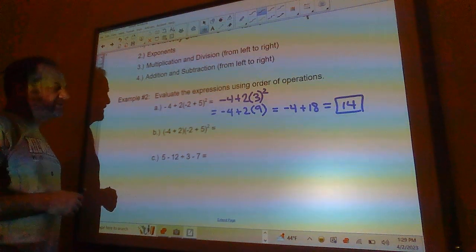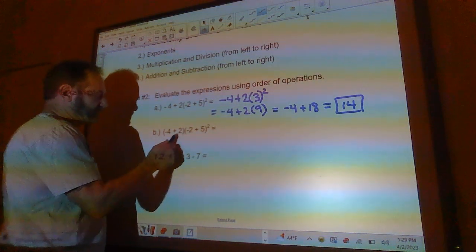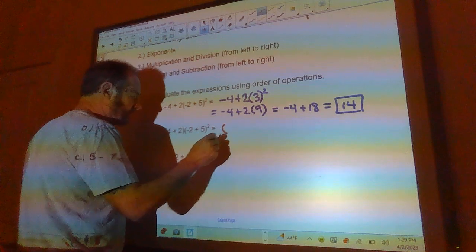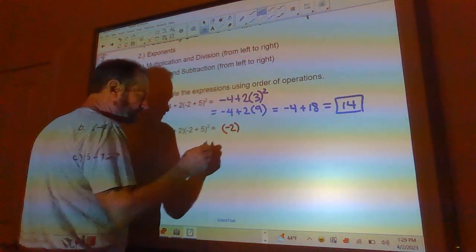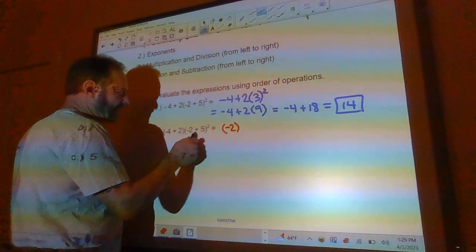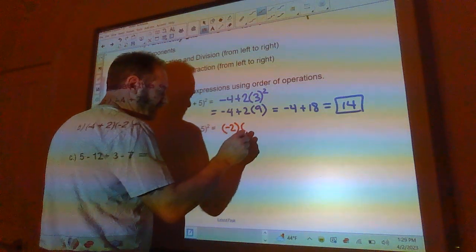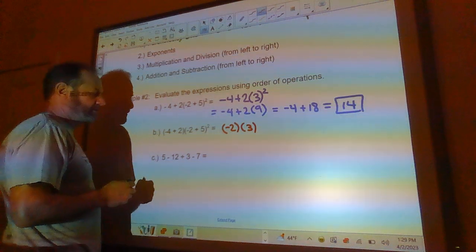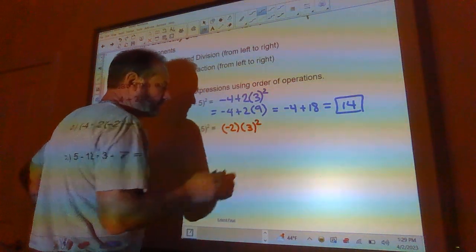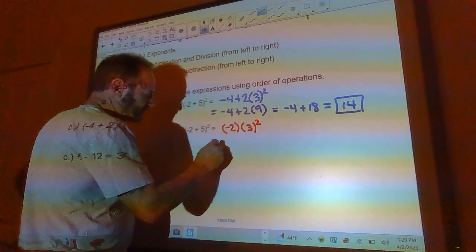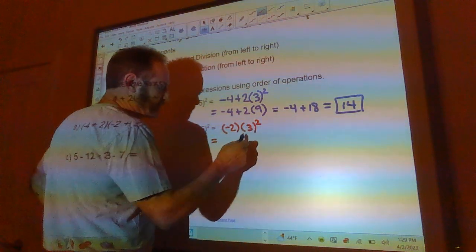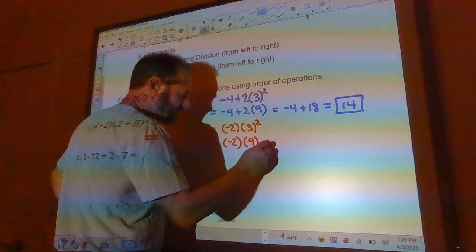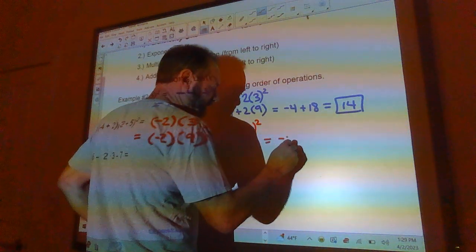Okay, on this second one, I've got 2 sets of parentheses. So I can do this. Negative 4 plus 2 is going to be negative 2. And then I've got negative 2 plus 3... I'm sorry, negative 2 plus 5 is going to be 3. And that's squared. So then I'm going to do my powers. So 3 squared is 9. So this is going to be negative 2 times 9, which is going to be negative 18.